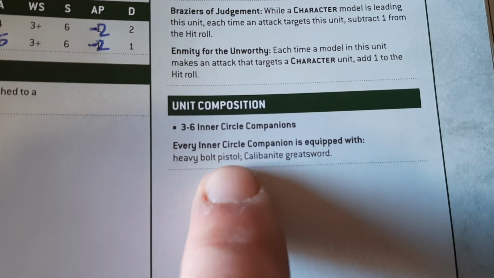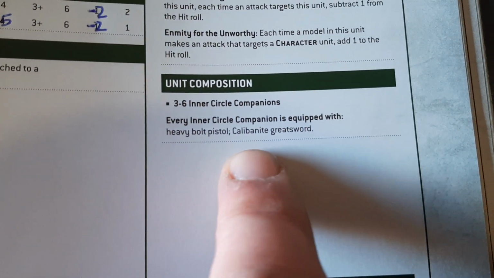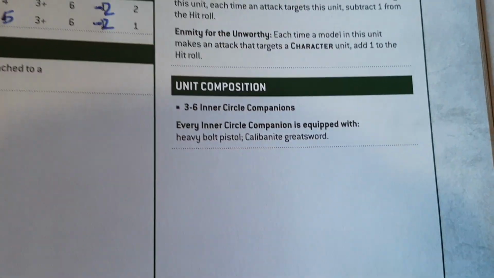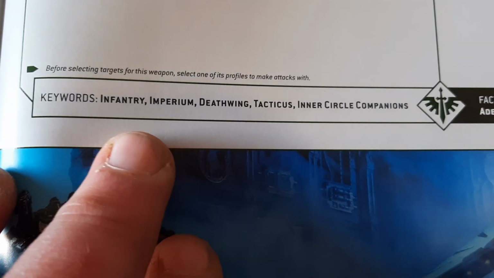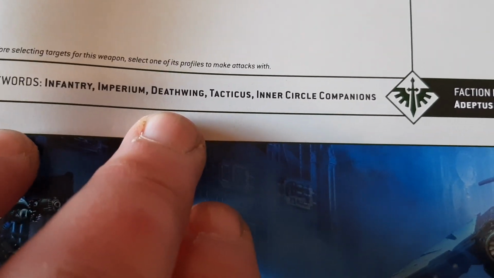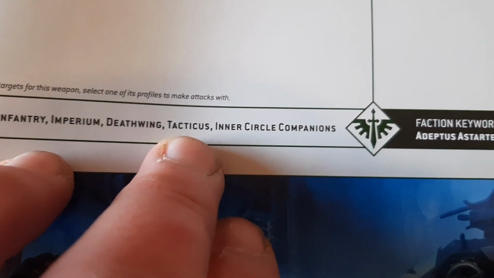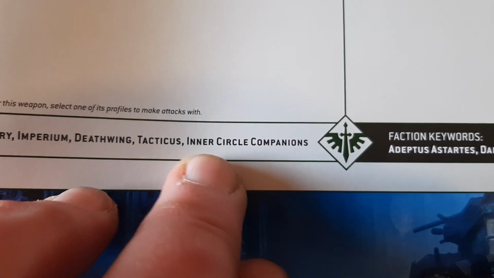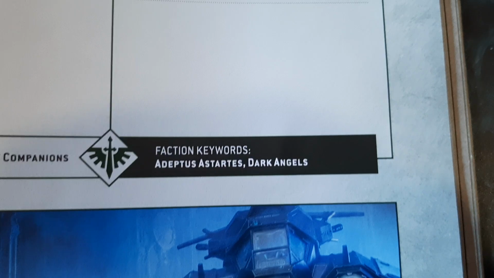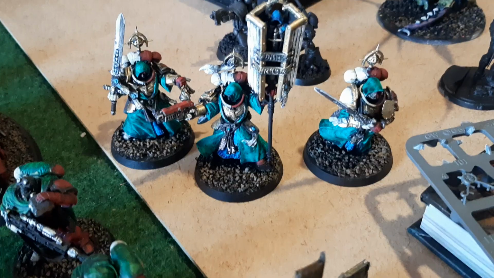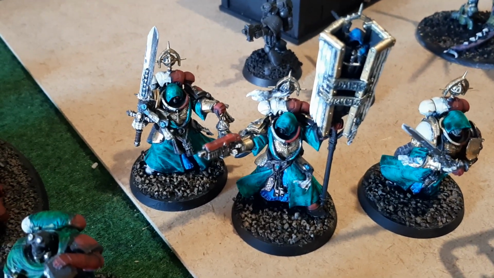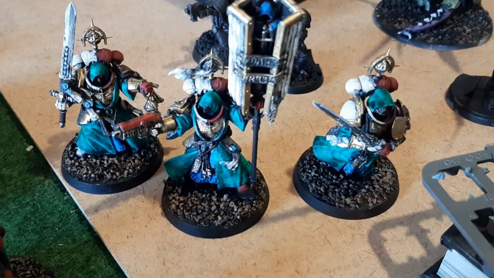So it's 3 to 6 Inner Circle Companions, the ones with the heavy pistol and Calibanite greatsword. The keywords are Infantry, Imperium, Deathwing, so any stratagems that target Deathwing could target them. Tacticus, which means they're Primaris Marines, and Inner Circle Companions. Okay, Adeptus Astartes and Dark Angels are the keywords. And just in case you missed it the other week, this is the unit that I painted up. I think they won the dice roll.